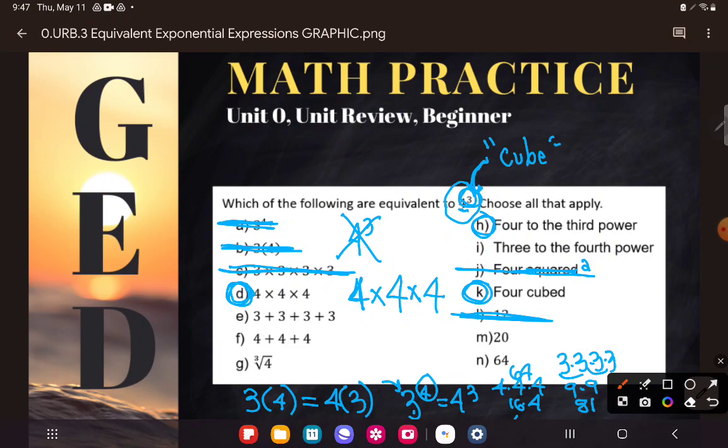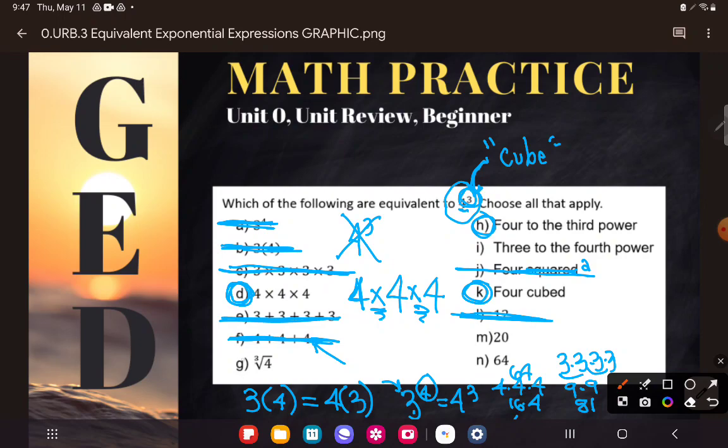Careful. I can usually trick a lot of students just by repeating the same number over and over again. Like here, it says there's 3 4s, right? But these are 3 4s adding. That could be rewritten as 3 times 4, but it sure can't be rewritten as 4 to the third power. Again, exponents mean repeated multiplication, not repeated addition. So let's cross off both of those, repeated addition.